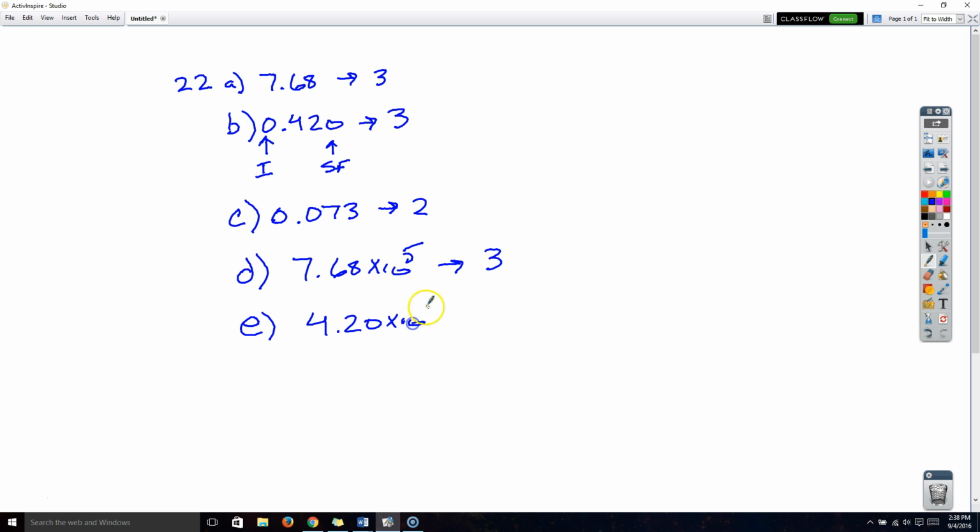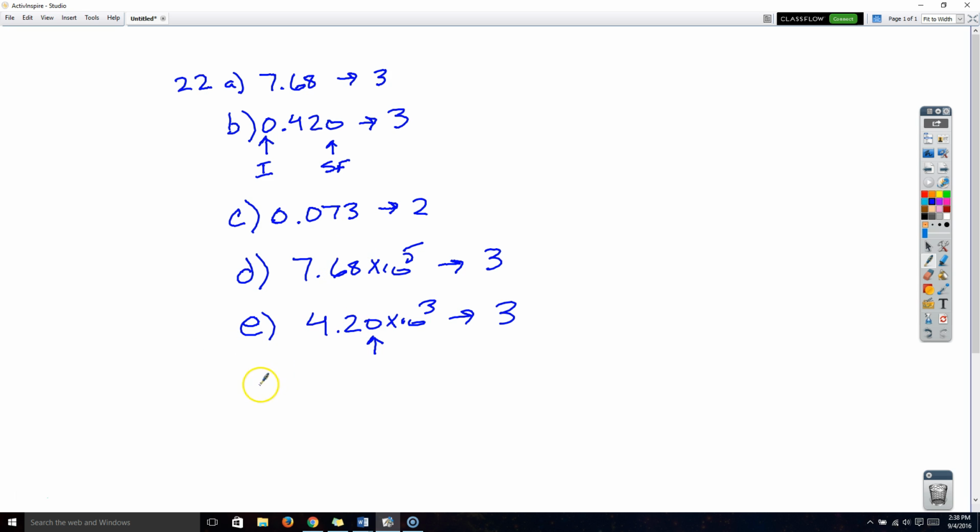4.20 times 10 to the 3rd kilograms. This one also has 3 significant figures because even though this 0 is after the decimal, it's after a non-zero number, which is different than this 0. This 0 is not after a non-zero number. It's got a 0 before it, so it is not significant. This one is significant. This one is not. So significant figure here at the end, and we end up with 3. And that is number 22E.